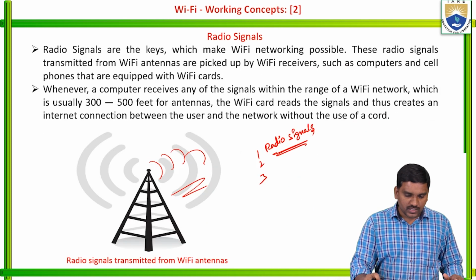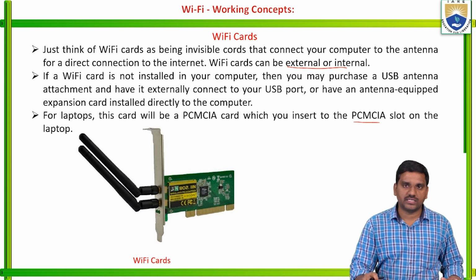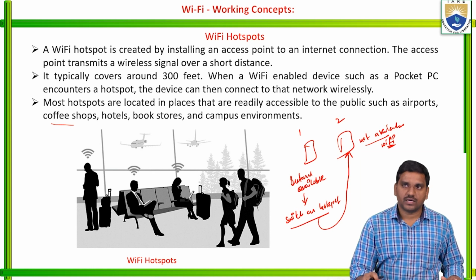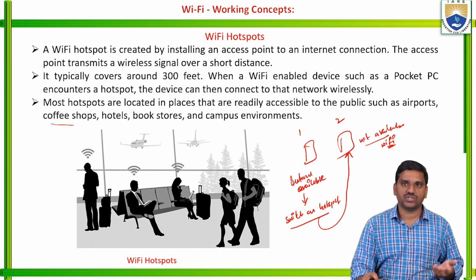The first one is radio signals. Through the radio signals, we can develop the communication. The second one is Wi-Fi cards. It is attached to the mobiles or systems or any other devices. The next one is the Wi-Fi hotspot. It is provided at places such as airports, coffee shops, hotels, bookstores, and campus environments.